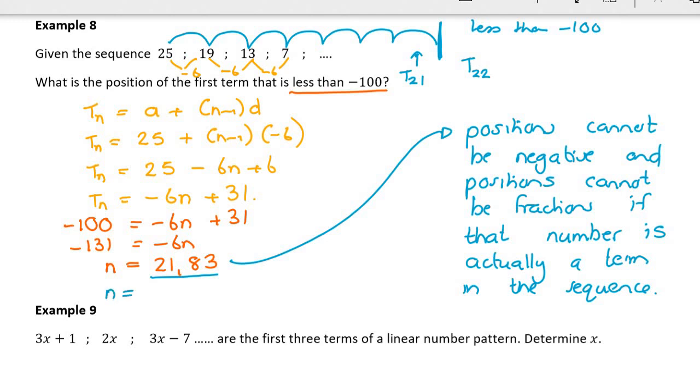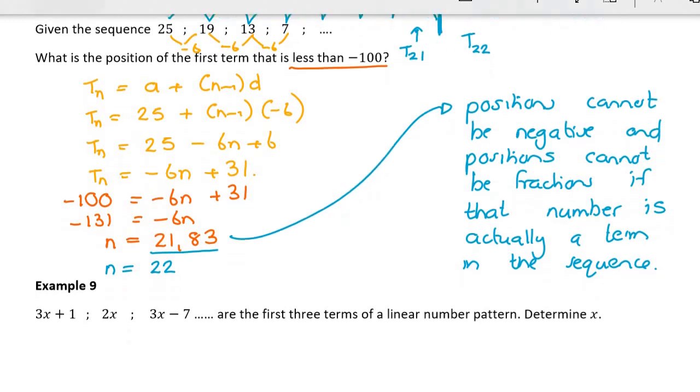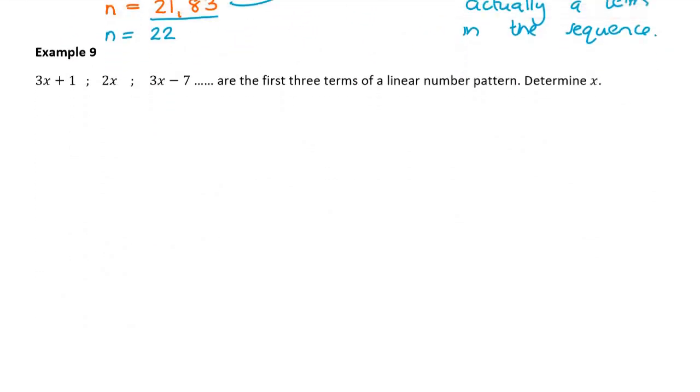So I'm not rounding off here, because even if this was 21.1, even if this was 21.01, my answer would now be 22. Because the point is, you need to go beyond the 21st term to get below minus 100. And so term number 22 would be the first position to be less than minus 100. So just don't forget that if you get a fraction for n and it was meant to be a term in the sequence, you've done something wrong. But if you don't know if it's an actual term in the sequence, it doesn't mean you've done something wrong. It's quite tricky.